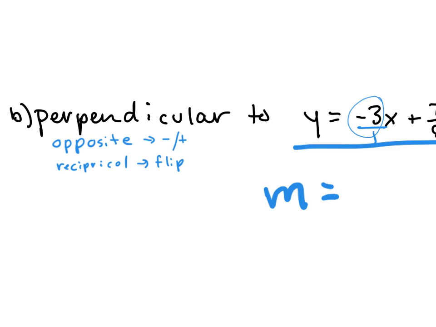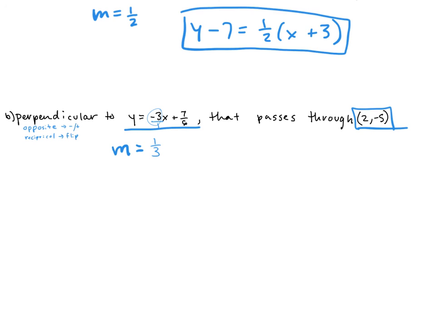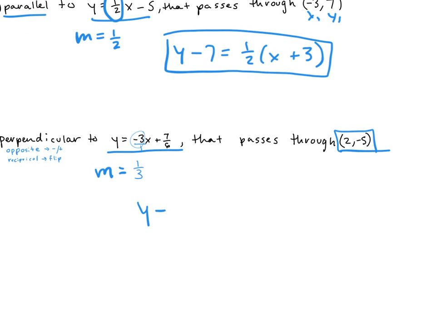So if this is technically -3/1, what would our slope be? 1/3. So we change the sign and we flip it. So now we take our slope and we take our point and plug it into point slope form. So y minus -5. So minus a negative would become plus is equal to 1/3 times x minus 2.